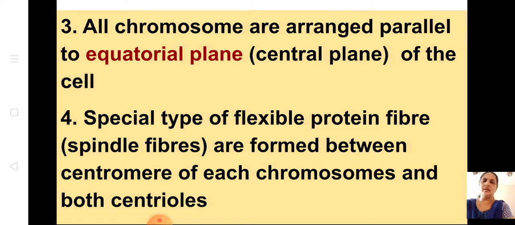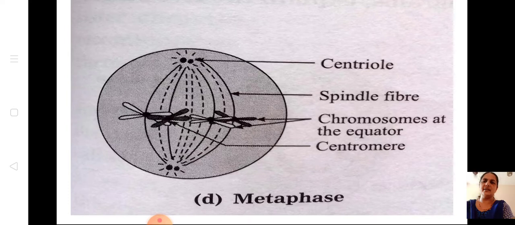of the cell, that is in the equatorial plane, and special type of flexible protein fibers called spindle fibers are formed between the centromere of each chromosome and both the centrioles. You can see that in that video which I had sent. You can see the spindle fibers like this and how they are arranged in the equatorial plane in the metaphase.